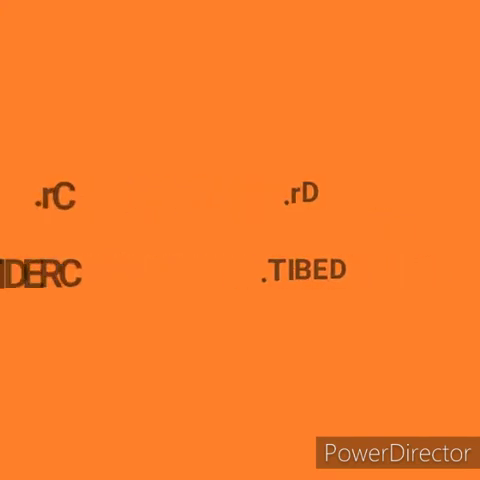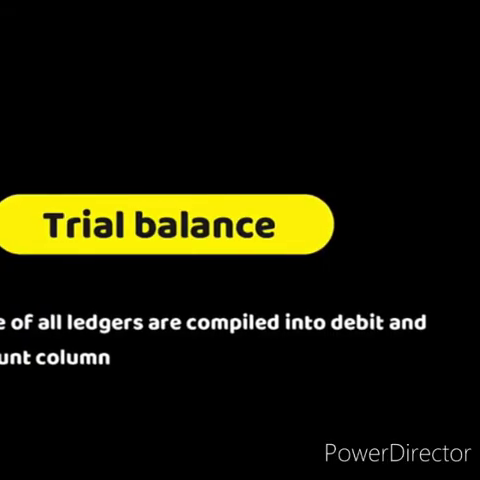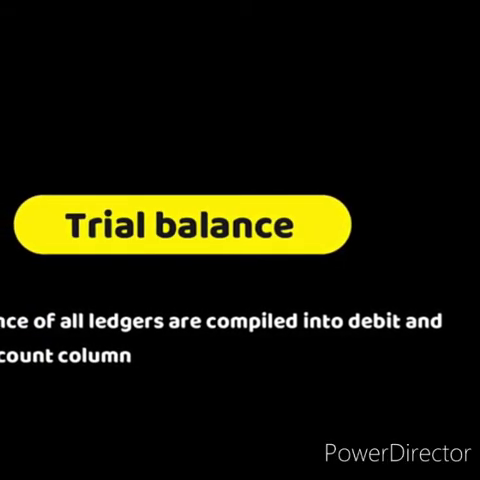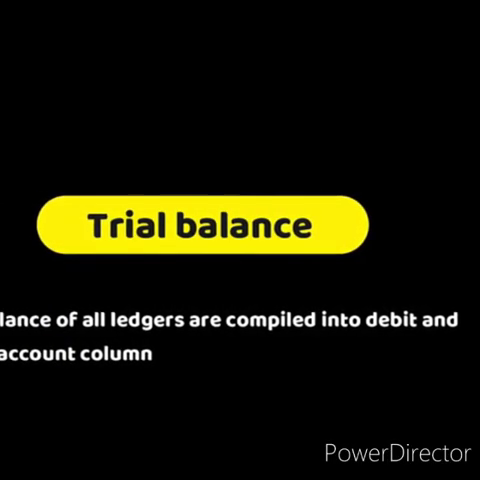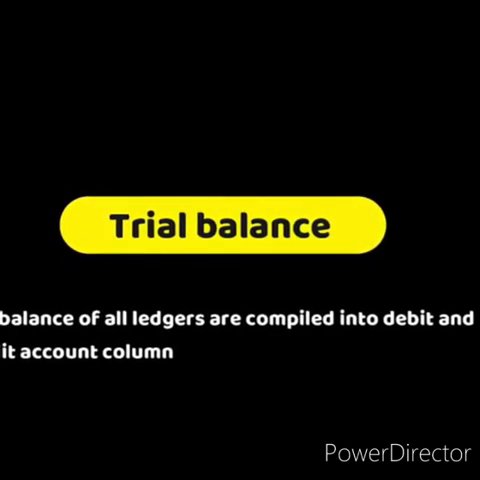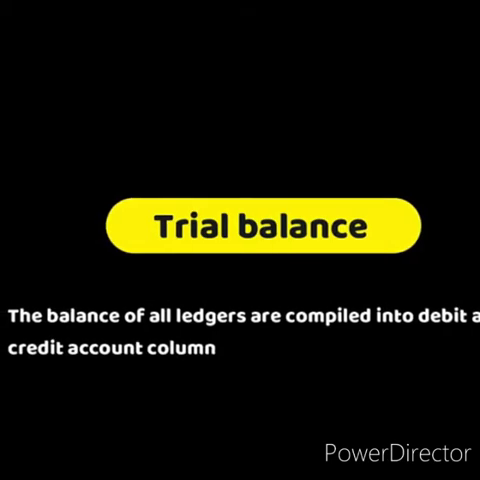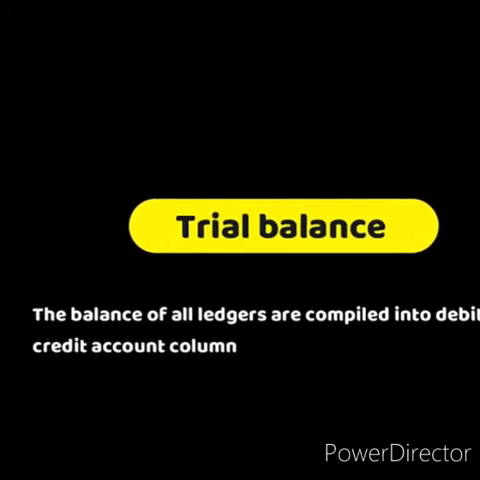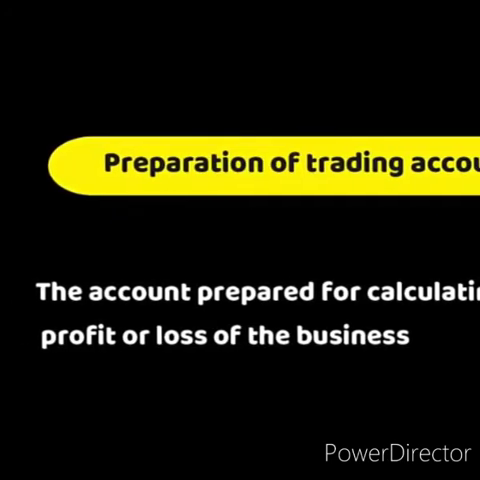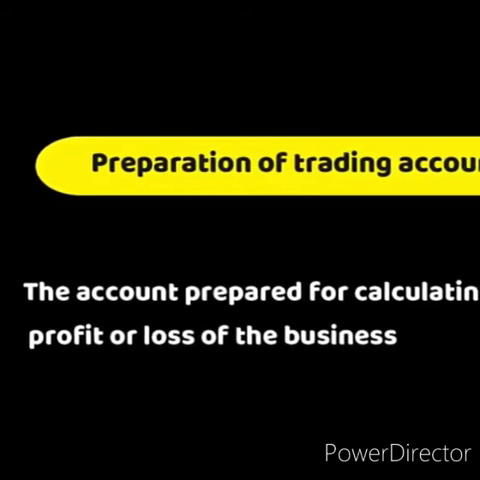Now the next step in the accounting cycle is trial balance. The balances of all ledgers are compiled into debit and credit account columns. Next, preparation of trading account. Here the account is prepared for calculating the gross profit or loss of the business.